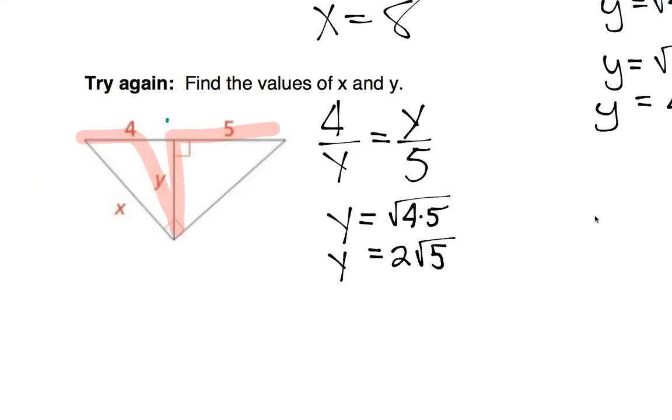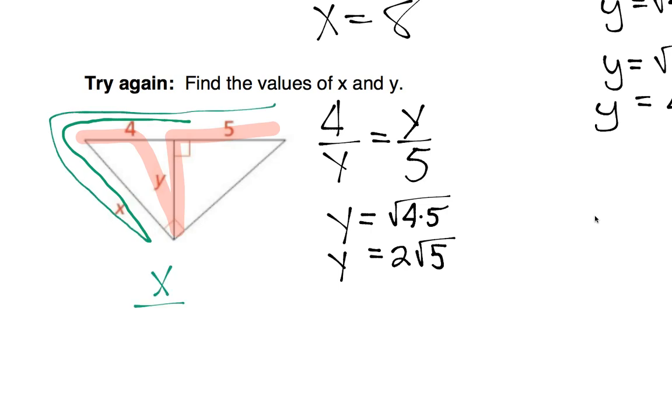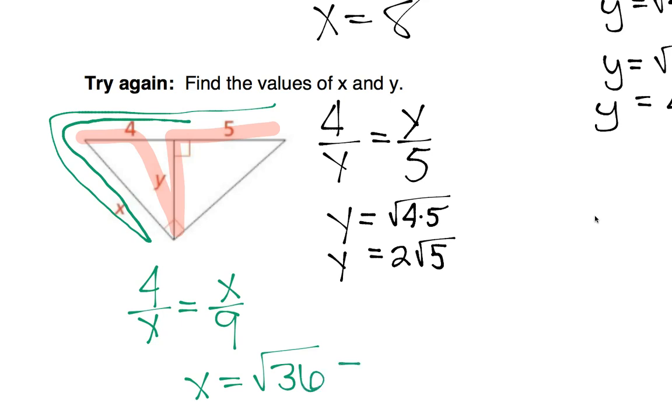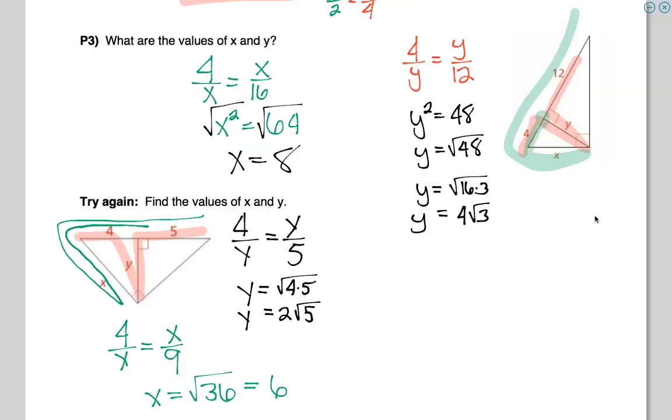Let's go for y here. I'm sorry, for x. 4 over x, x over 9. 4 over x, x over 9, x equals the square root of 36, which is 6.